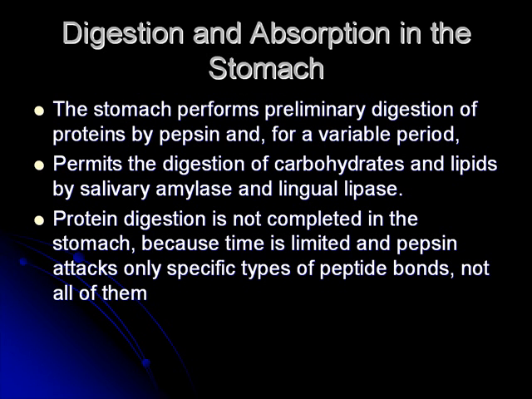The stomach performs preliminary digestion of proteins by pepsin over variable periods. It permits the digestion of carbohydrates and lipids, and the salivary amylase and lingual lipase are involved in this role. Protein digestion is not completed in the stomach because it is limited by pepsin's attack on specific types of peptide bonds, not all of them.